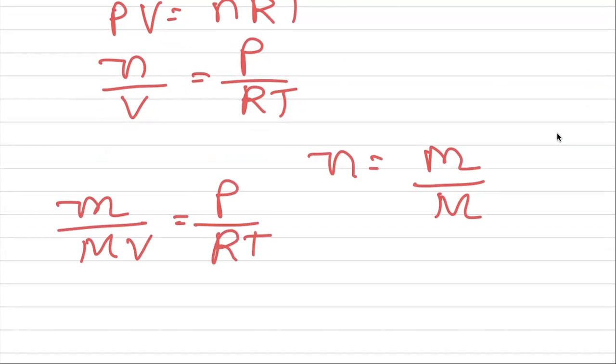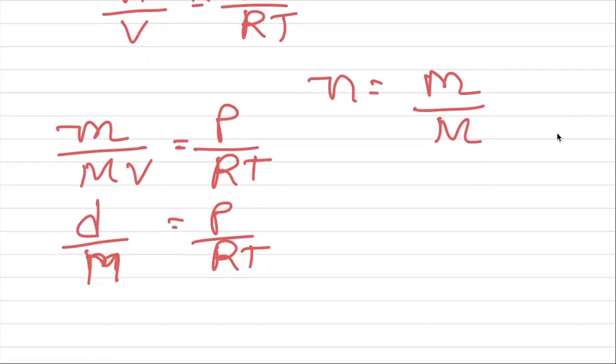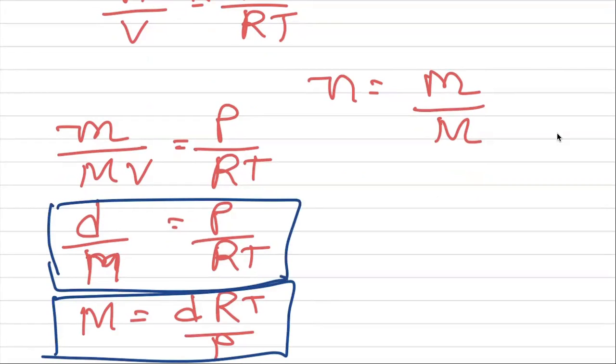So we can write this equation: m by MV equals P by RT. Now m by V is what? d, that is density. So d by M equals P by RT. If we rearrange the equation, the capital M equals dRT by P. See, this is the relation between density and molar mass of a gas.